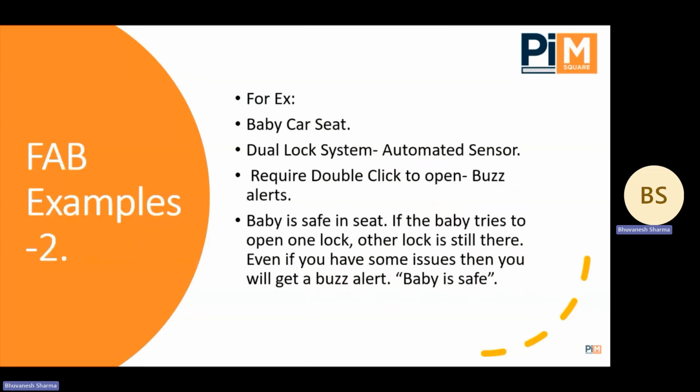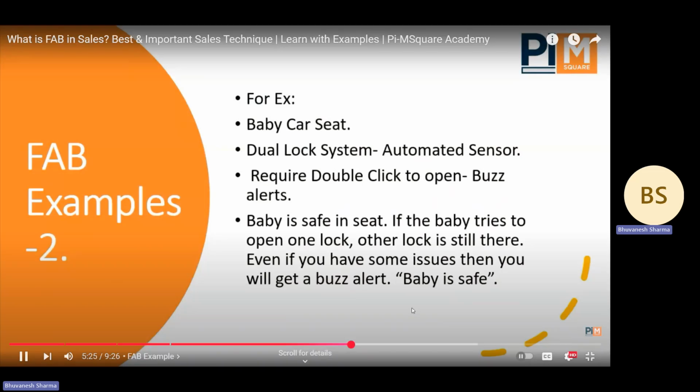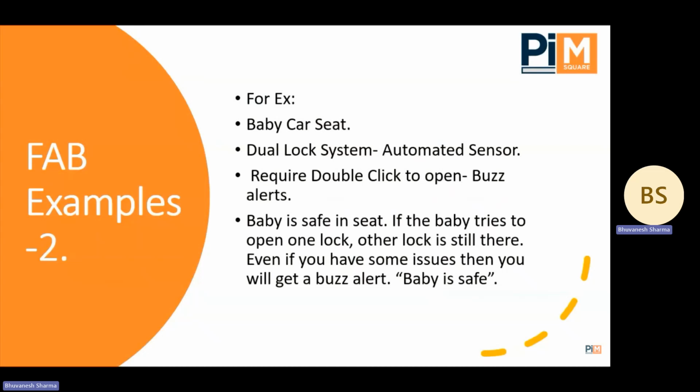So let us go through another example. This is something I have taken, a baby car seat. Most of the people who have a baby can understand how important the baby car seat is for the baby in the car. So having a baby car seat with a dual lock system is the feature. Automated sensor is the feature. So what is the advantage of having a dual lock system?